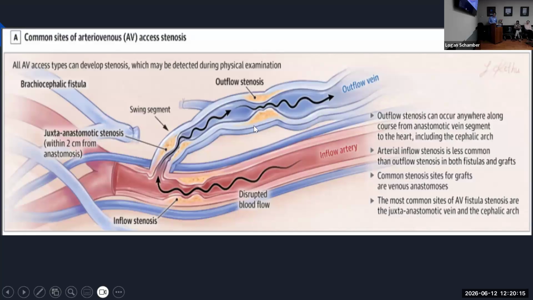Now, this is a picture here that just lists all the possible sites of stenosis, but outflow stenosis can occur anywhere along the course of the anastomotic vein segment, from the heart all the way to the cephalic arch. Arterial inflow stenosis is less common than outflow stenosis in both fistulas and grafts. And then, like I said, the most common site for stenosis in grafts is the venous anastomosis.